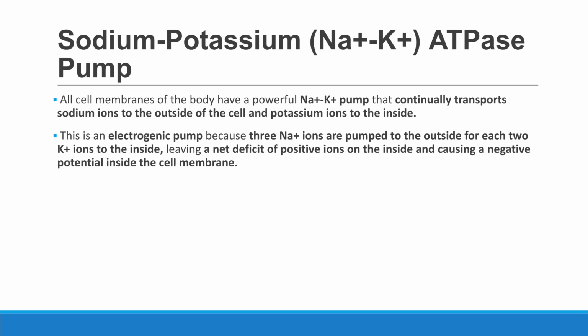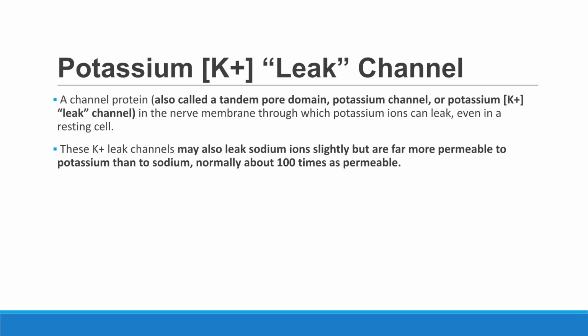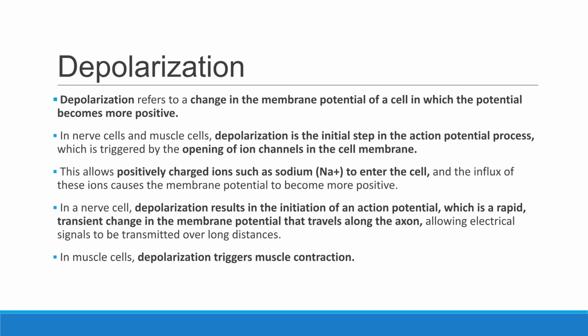All cell membranes have a sodium-potassium ATPase pump that transports 3 sodium ions outside for every 2 potassium ions inside. This is an electrogenic pump, resulting in a net deficit of positive ions inside and causing a negative potential. Potassium leak channels are channel proteins in the nerve membrane through which potassium ions can leak, even at rest. These channels are about 100 times more permeable to potassium than to sodium.